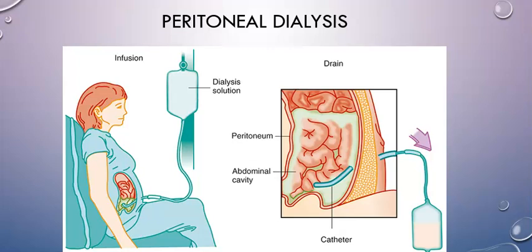Peritoneal dialysis involves instillation of hypertonic dialysate solution into your peritoneal cavity. Then it drains the dialysate solution, which includes waste products, out. The solution goes in and then comes out.